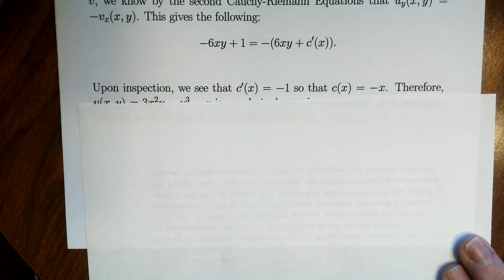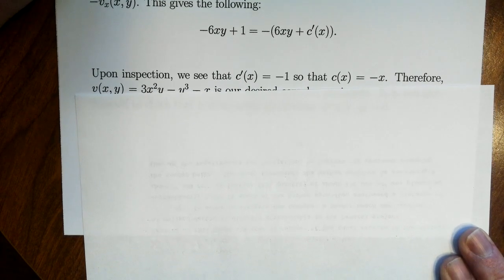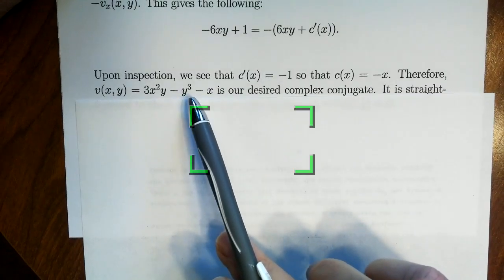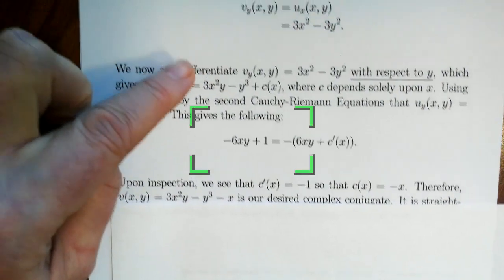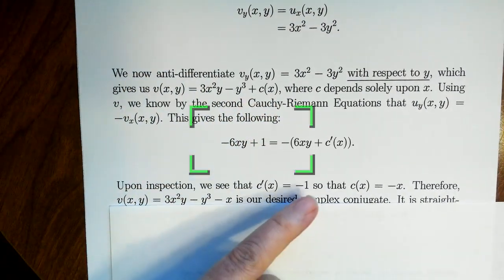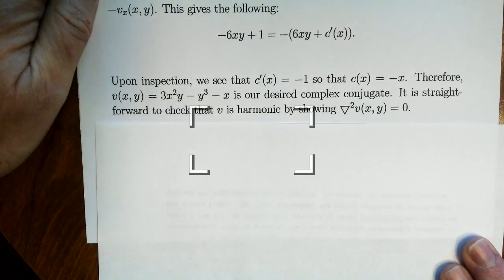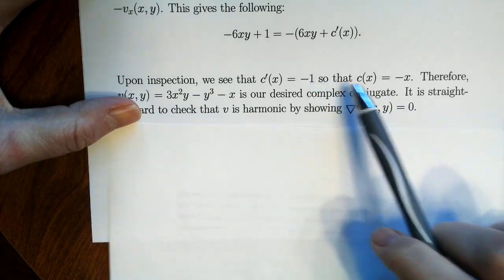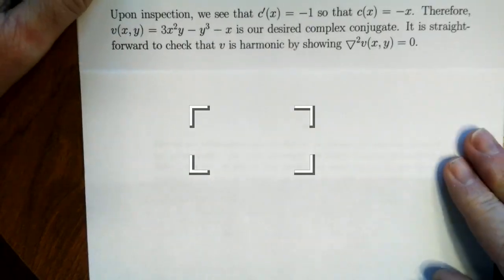So in other words, c of x is minus x. Now we could add a constant like 5 or 4 to c of x, but we really don't need to because we simply need one function v. So therefore, v of xy is 3x squared y minus y to the third minus x. That's our desired complex conjugate. So again, we took our v up here, and once we figured that c of x was negative x, we just replaced that here. So that's our complex conjugate. And we can always check that this is true by actually computing the Laplacian of our result. And our Laplacian had better be 0 in order for our answer to be correct.